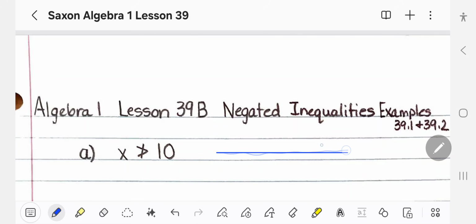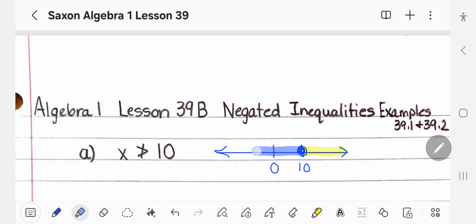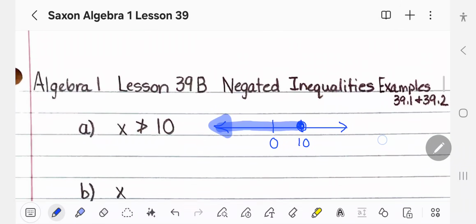The book doesn't ask us to, but I want to look at this visually. This tells me that x is not greater than 10. Here's what greater than 10 would look like. It would be all those numbers. So if it's not greater than 10, then it would have to be equal to 10 or less than 10, right? It could be less than 10. So I'm going to erase where I wrote on this side. That would be what this would mean.